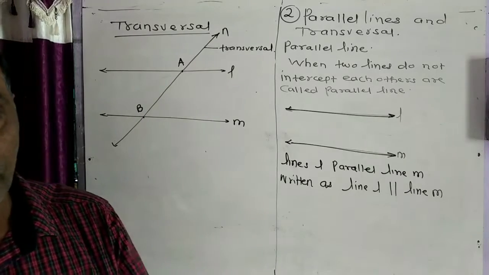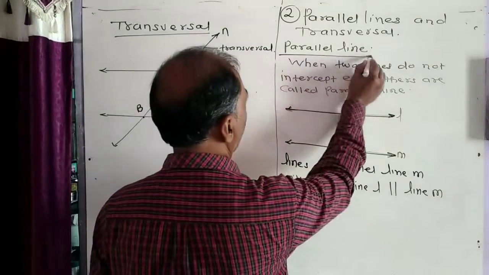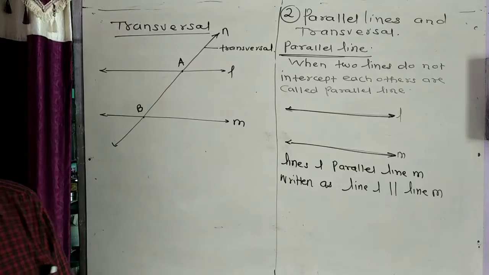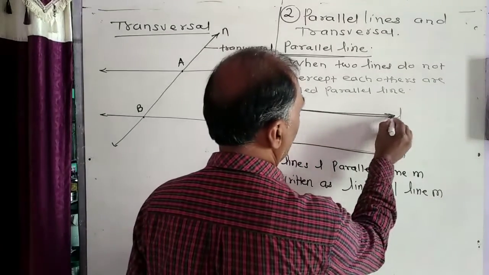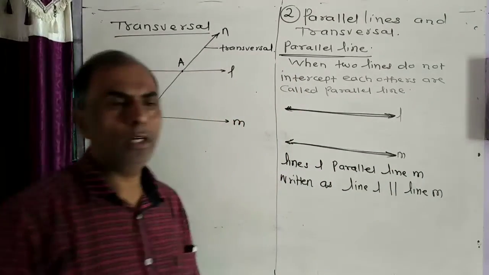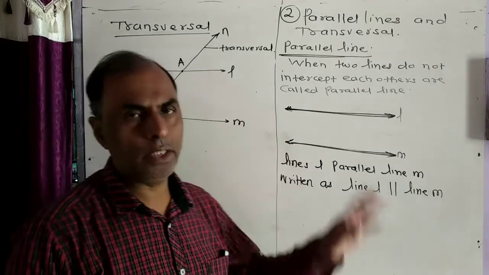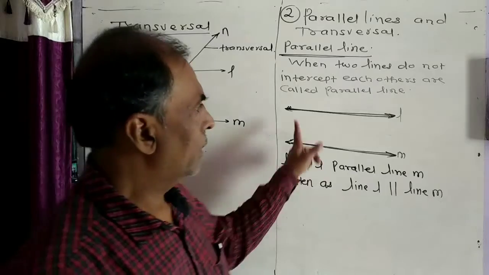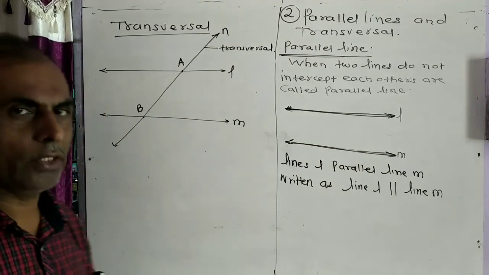So first we take the parallel lines. The first topic is the parallel lines. What does a parallel line mean? Suppose we draw the first line L and the second line M, and we observe that these two lines do not intersect each other. Intersect means they are cutting each other. The first line and second line do not intersect each other.